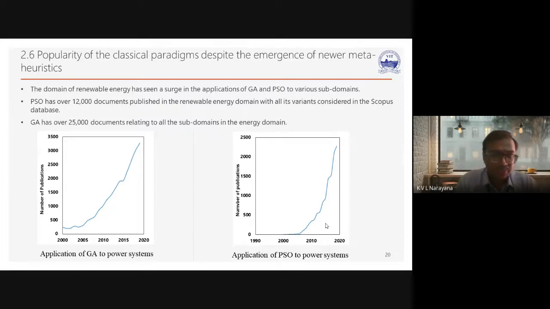If you see the graph from 2000 to 2020, there are various publications. Many people have done research in their domains and applied the genetic algorithm and its variants to solve their problems. People have also used particle swarm optimization in power system related domains like electric vehicles and reactive power dispatch. In various domains, people have used particle swarm optimization. So there is a popularity of classical paradigms, even though newer metaheuristic algorithms have emerged.